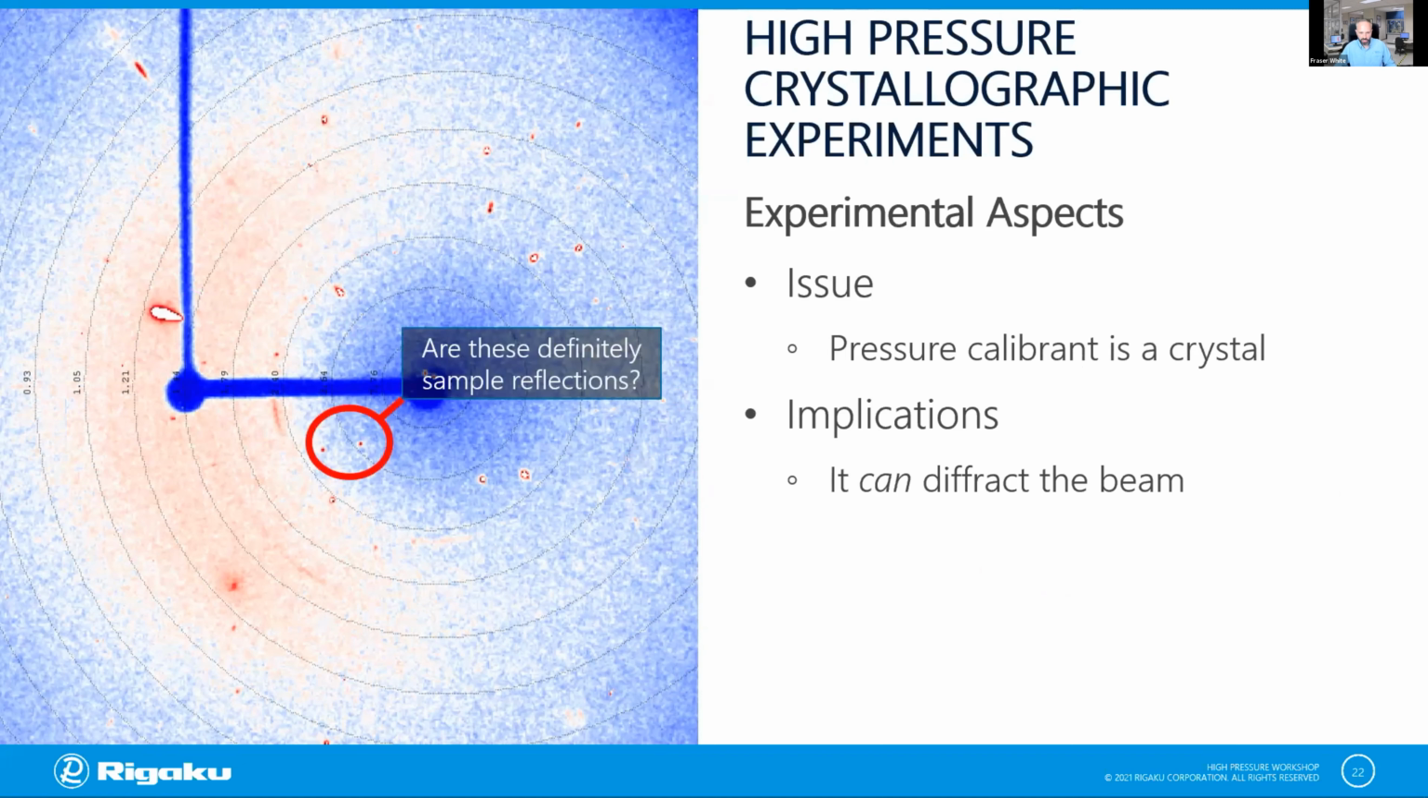We also have in the sample chamber a crystalline, usually pressure calibrant, so you'll have some reflections. How do you know if these reflections are definitely from your sample or if they're coming from a piece of ruby that's too large, for instance?